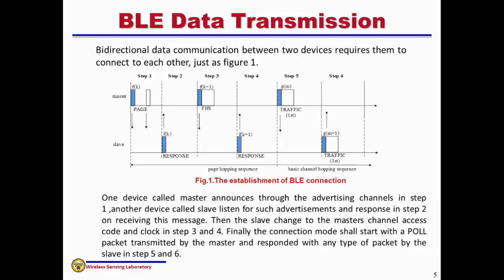After that, the master and the slave connect, and the master transmits the channel access code and the clock to the slave. In this case, the master and the slave have the same clock, and the slave knows when to transmit the data to the master next time. After they connect, the master transmits the inquiry periodically to the slave, and the slave responds to every inquiry.